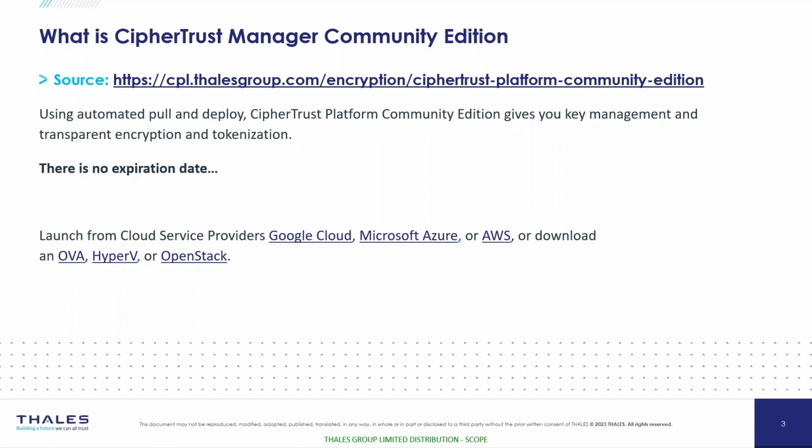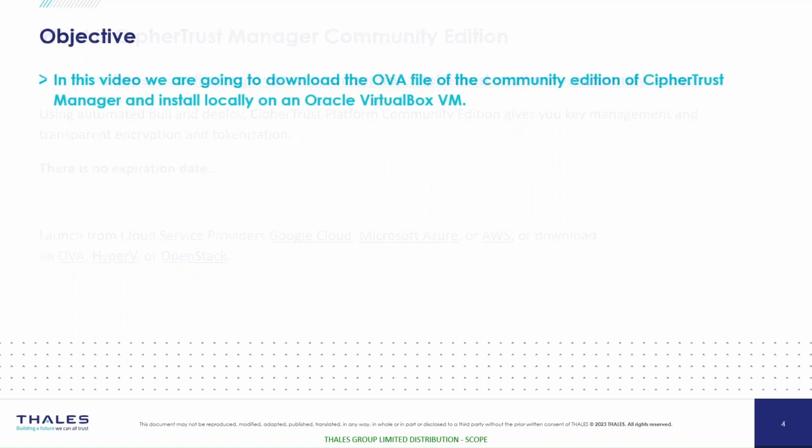We are going to use the community edition of CipherTrust Manager, which is a free forever tool, and it can be downloaded through Thales Group website as an OVA file or a Hyper-V file. Plus, it can be installed on cloud providers through their respective marketplace. In this video, we are going to install Thales CipherTrust Manager Community Edition on Oracle VirtualBox VM.